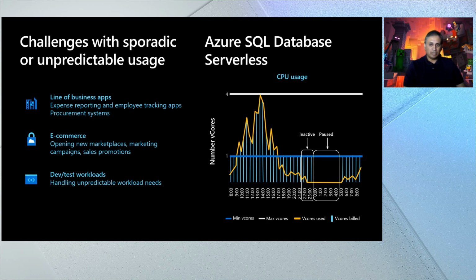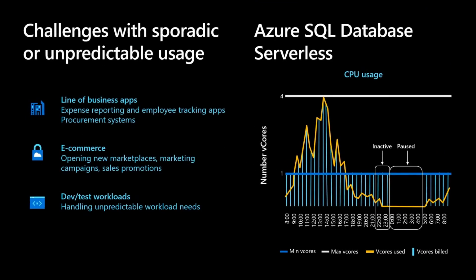As you can see in the chart on the right, with serverless you specify a range of compute you want for your instance. In this example, you have 1 core to 4 cores, and the service will automatically scale up and down based on your usage. And even if you specify a max vCore of 4, you will not be billed for 4 vCores, you'll only be billed for what it's using.